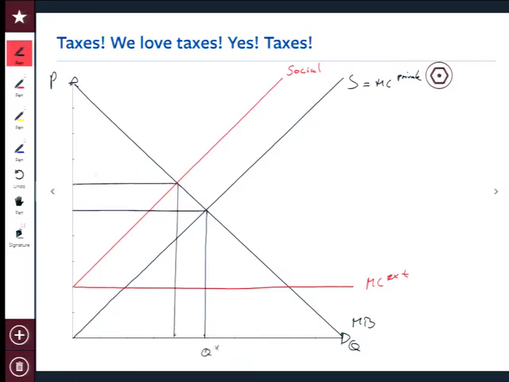Okay, so this quantity right here is what firms will do if you leave them alone. This is what we want them to do. This is the price if you leave them alone. This is what we want price to be. The million-dollar question is, how do I get firms from point A to point B?